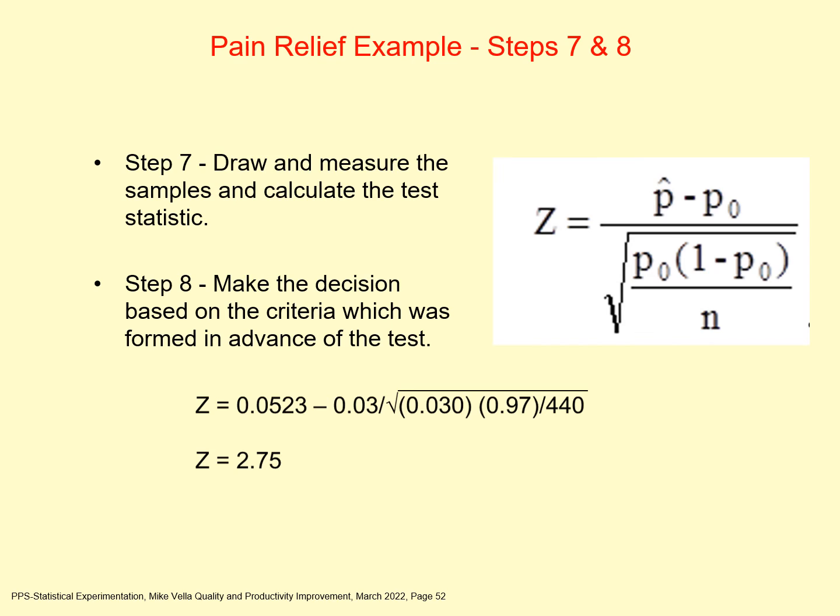Well, in a previous slide, we've already selected the samples and calculated the proportion, if you will, with adverse effects. We'll plug the numbers into the formula, and we'll make the decision based on the criteria which was formed in advance of the test. So when we put in the numbers in the formula, we find that our z factor is calculated as 2.75.